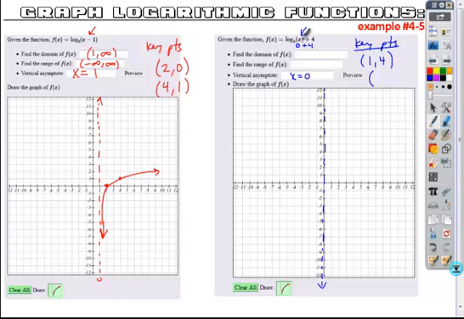Okay. And our second key point is the value that makes our input equal to b. So our b value is 4. What value of x gives you a 4 in the input? 4. And log 4 of 4 has an overall value of 1. When the input is the same as the base, it has a value of 1. So 1 plus 4 gives you 5. So there's your two key points.